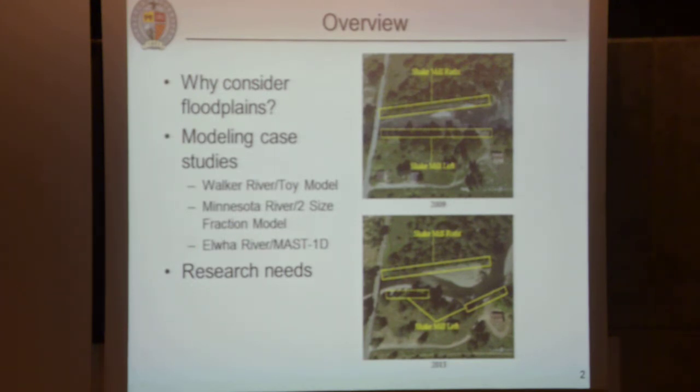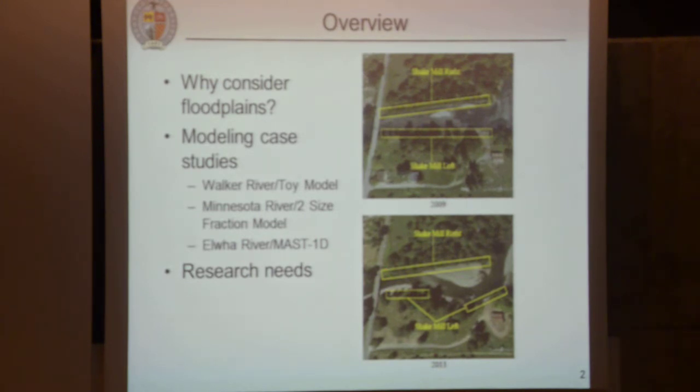We'll move then to a somewhat more complex model motivated by the Minnesota River, which is a larger river, sand bed rather than gravel bed. And then we'll finally end up again in Washington State on the Elbow River, which is the site of several large dam removal projects that have been completed in the past several years. So there's a very large pulse of sediment moving downstream. I'm not going to spend a lot of time talking about the effects of that pulse of sediment, but I'd like to use that as a case to illustrate a model for channel floodplain exchange.